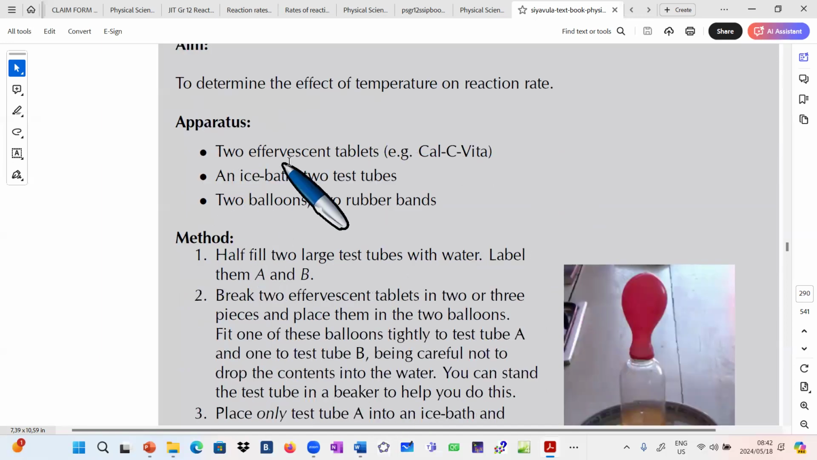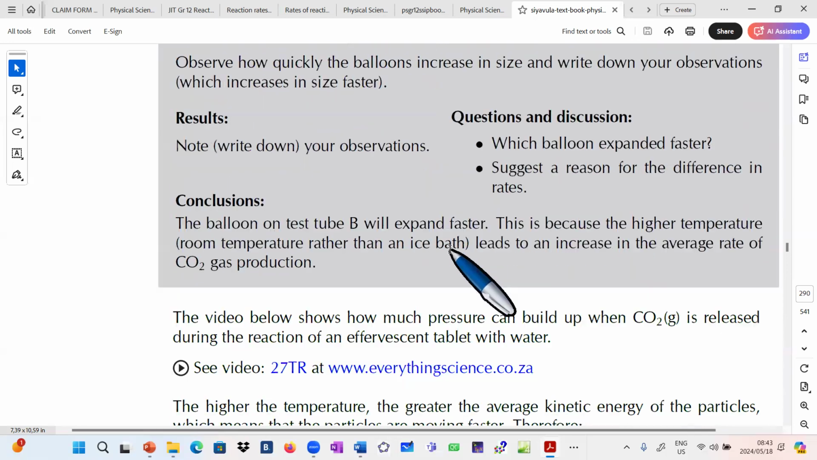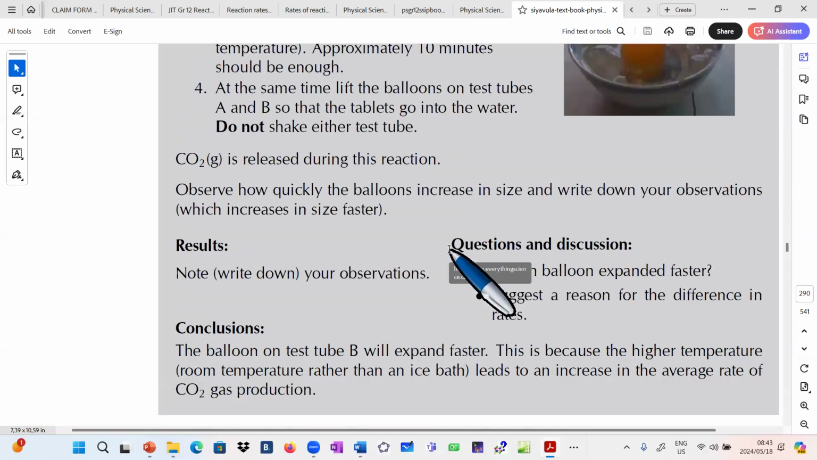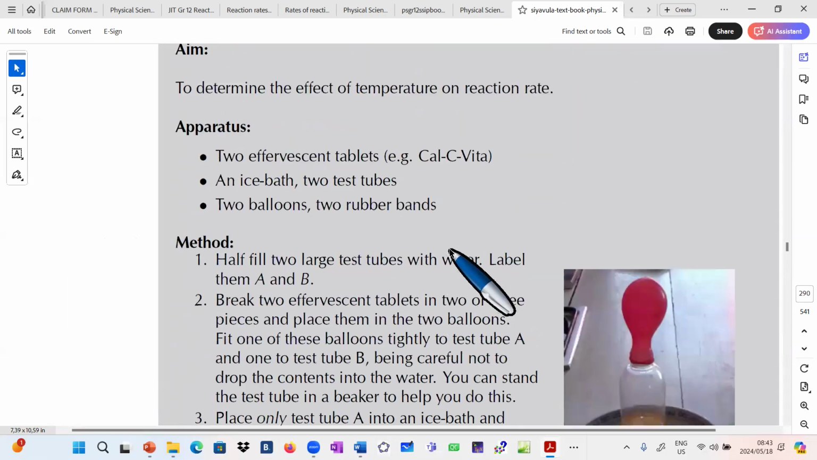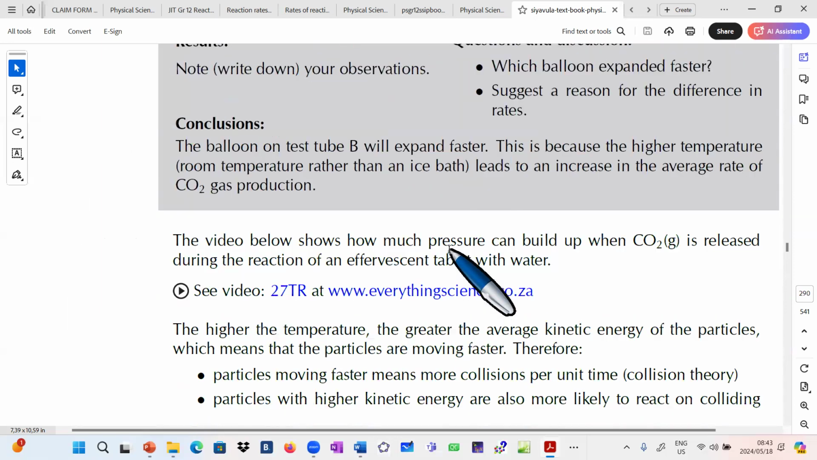The apparatus is two effervescent tablets, an ice bath, two test tubes, two balloons and two rubber bands. I'm not really going to spend time on that, but also the idea of a catalyst. Let's look at the notion of a catalyst.